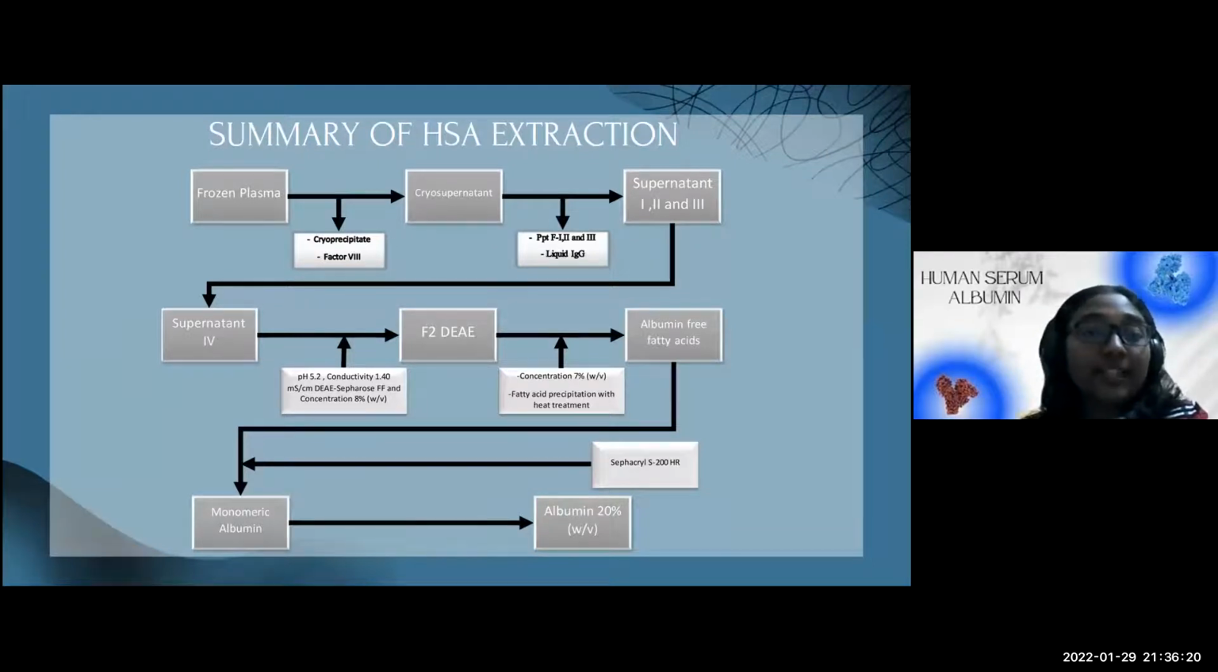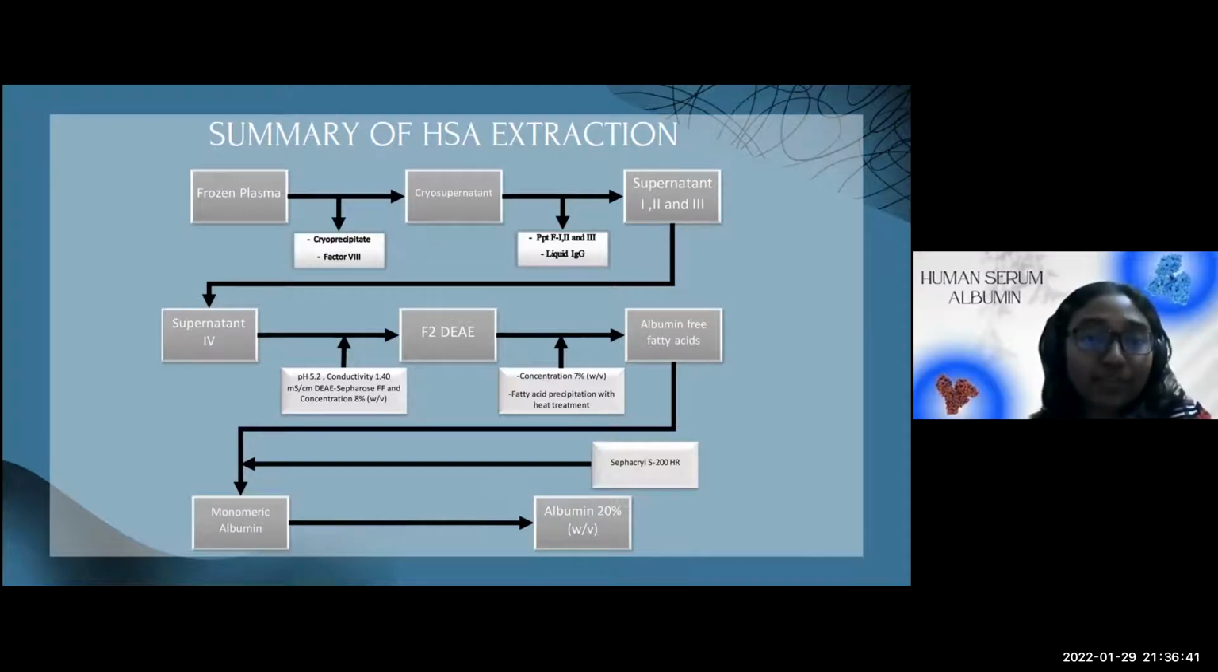The albumin then undergoes a heat treatment where it becomes albumin-free fatty acids, a crucial step as it removes the water content present in the plasma and prepares the albumin for the second chromatography. Sulfacryl S200HR is used in the second chromatography to remove all the remaining globulins, polymers, and protein aggregates.